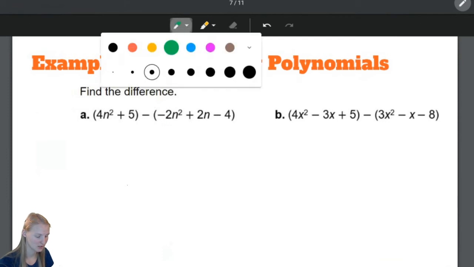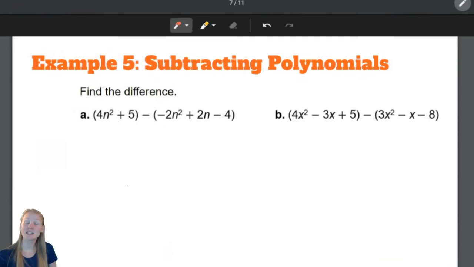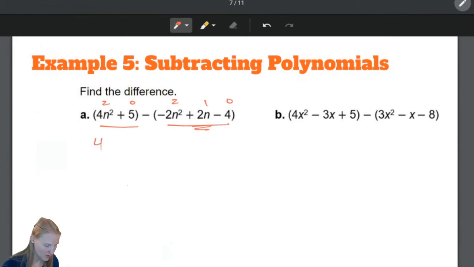So same thing with these problems. We want to write them in standard form. So first I have degree 2 and degree 0. But notice over here, I have degree 2, 1, and 0. So we want to leave space for this degree 1. And if you don't know what that means, I'm going to show you. So we have 4n squared plus 5. And see how I'm leaving space for the n's. I do not have any n's. I have 0 n's in this polynomial right here. But I still need to leave space for it.